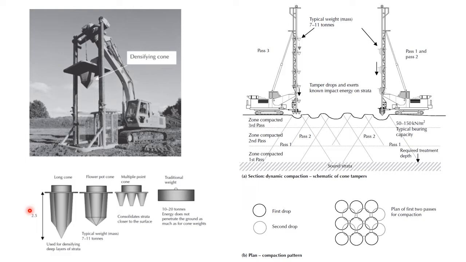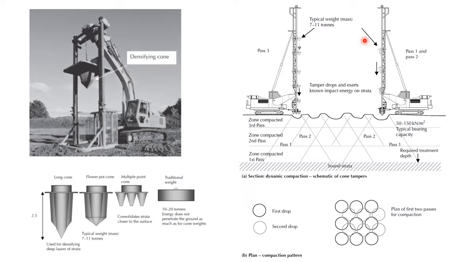Different shaped tamper heads are available with a variety of weights depending on the degree of consolidation and compaction required. For example, we have long cone, flower pot cone, multi-point cone, and traditional weight. The illustration shows a typical pattern of work.